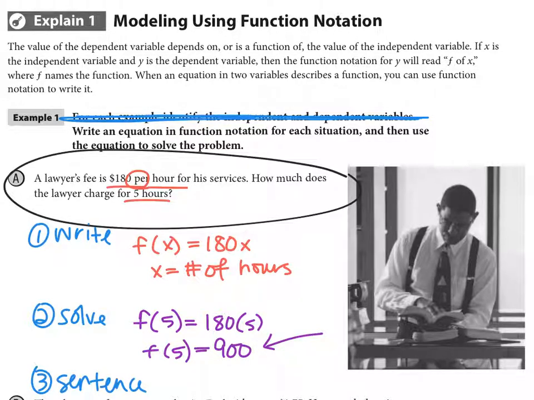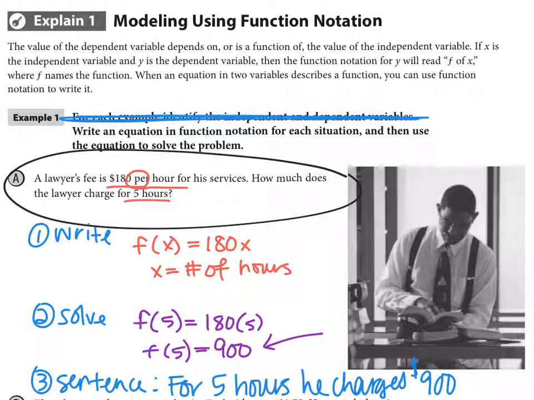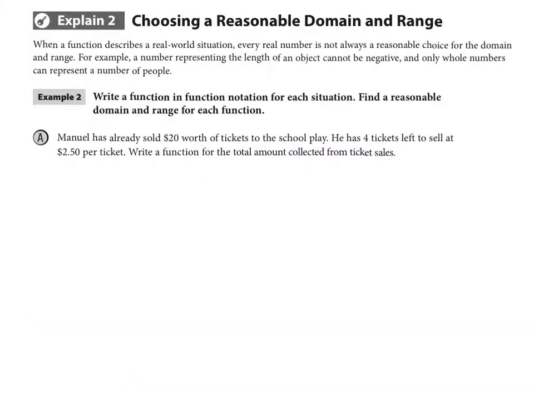So for this problem, when we write our sentence, that f of 5 equals 900 literally means that for 5 hours, he is going to charge $900. And it doesn't have to be a complex sentence you write. You just want to include what the 5 stands for and what the 900 stands for, or whatever the values that you're going to get.